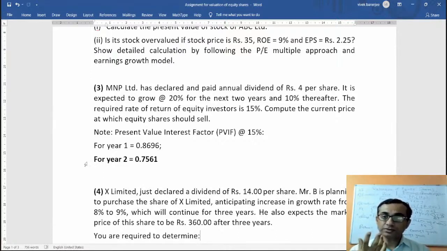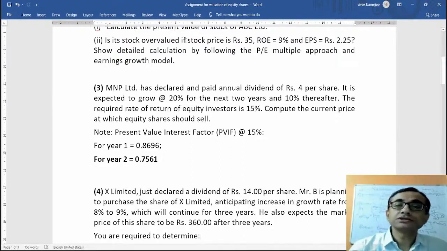So you have to calculate the present value, or present value can also be taken as the price, that is the minimum price, or you can say the maximum price which the investor is willing to pay. So let us put the figures into the formula we have, and it will be the calculation of the two-stage growth model. So let us try to solve this.